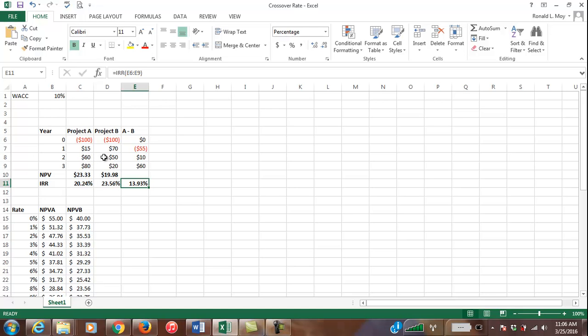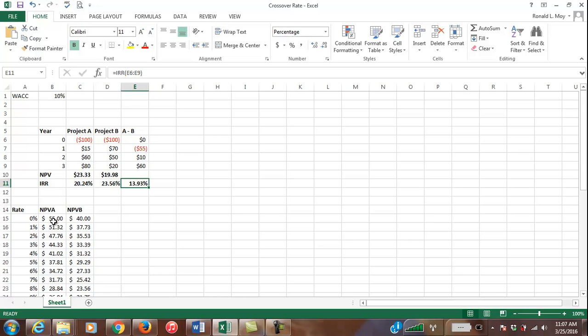At an interest rate higher than 13.93%, B is going to have the higher NPV. So how can you actually visualize this? What you can do is construct something referred to as the NPV profile. The NPV profile just relates the net present value to the discount rate, or the weighted average cost of capital. And I've done that here.